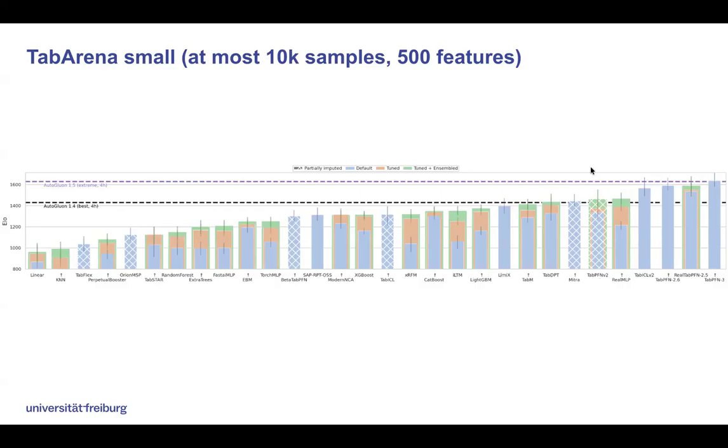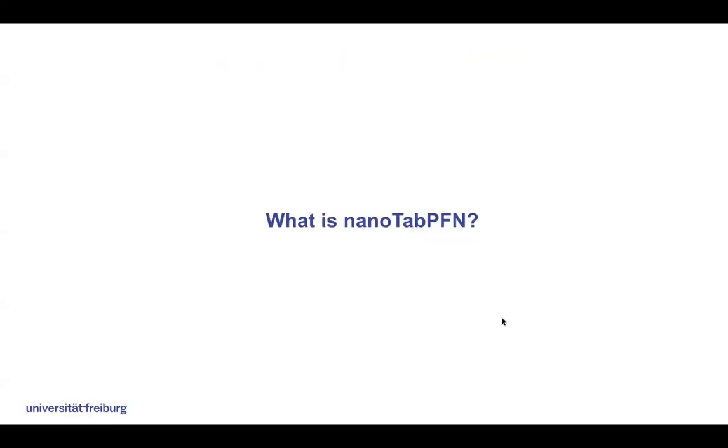Here we are looking at small data only, because TabPFN v2 had certain limits on the size of the data. But if you look at the full list of TabArena datasets, TabPFN v3 is also state of the art there. But due to the size limitations, TabPFN v2 is a bit lower. So this was the high-level idea of TabPFN. Let's go into nanoTabPFN.